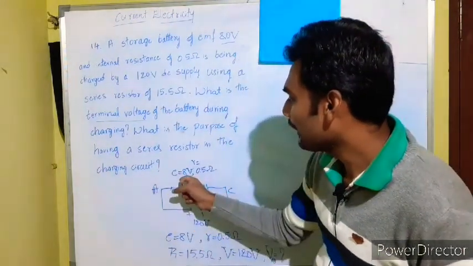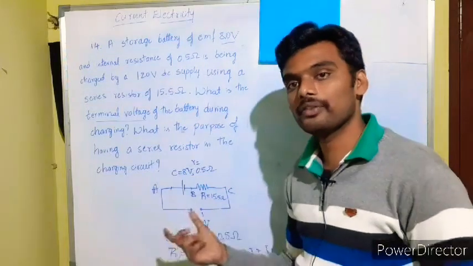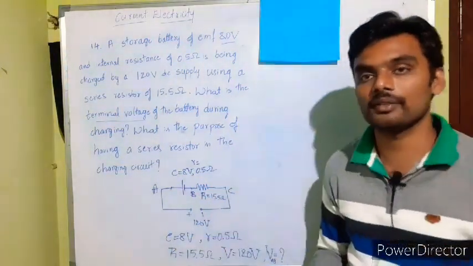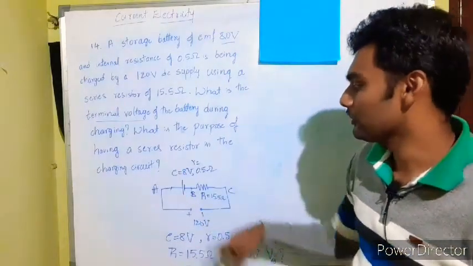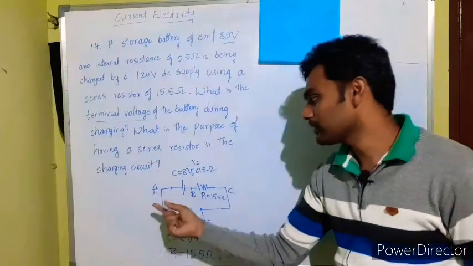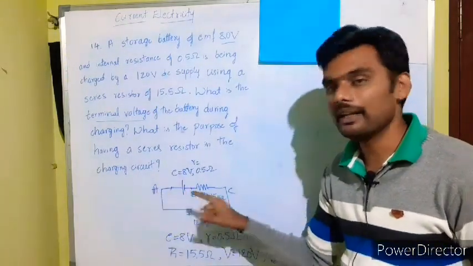Voltage is not the same as the EMF. EMF is different, voltage is different, right? EMF is when the circuit is in open condition, but here the circuit is closed, the battery is getting charged. So here we get TPD, terminal potential difference, across A and B.